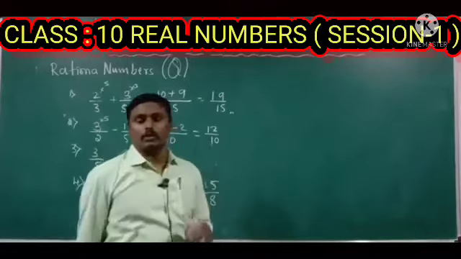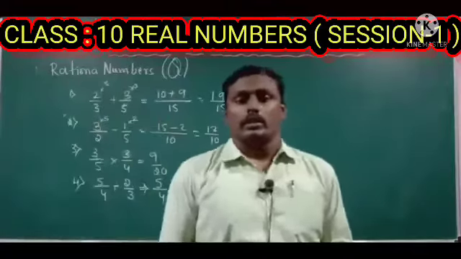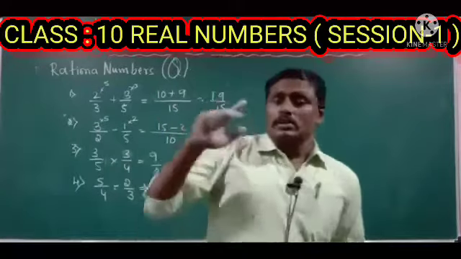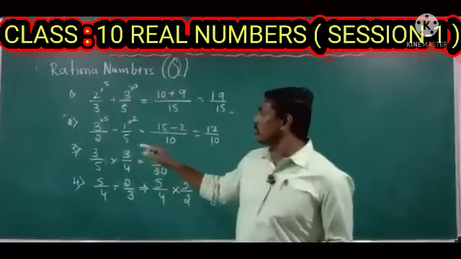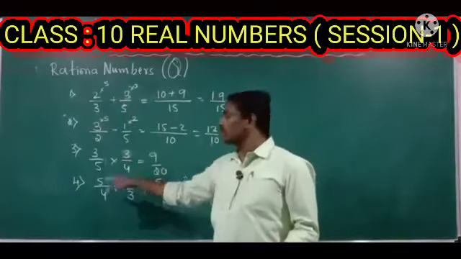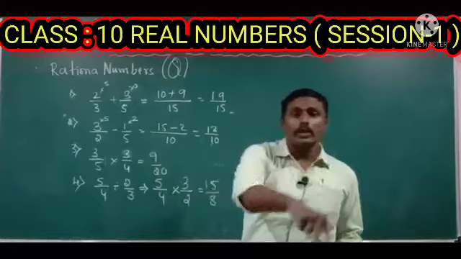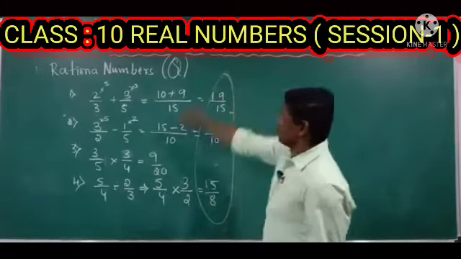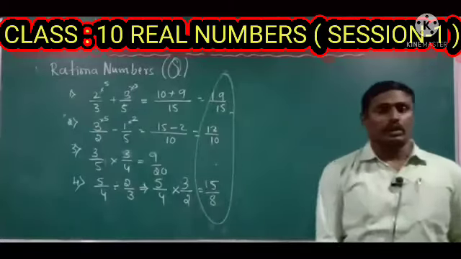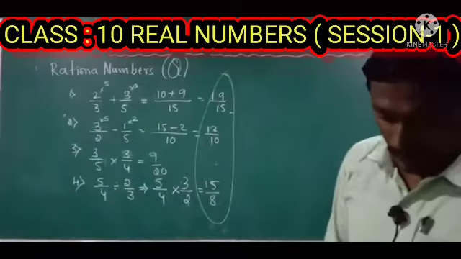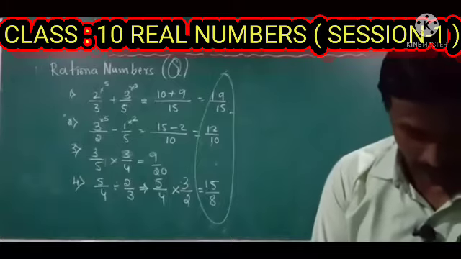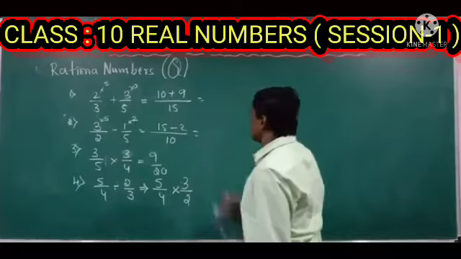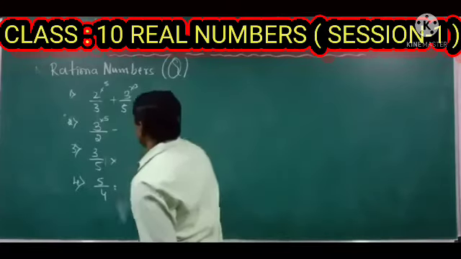A rational number only. It means the sum of any two rational numbers, or the subtraction of any two rational numbers, or the multiplication of any two rational numbers, or the division of any two rational numbers, the resultant value is always a rational number only. Okay. So these are some basic properties of rational numbers.